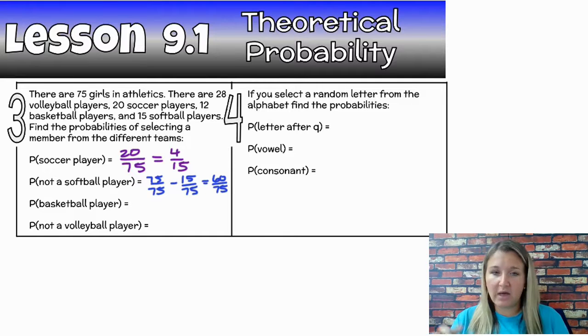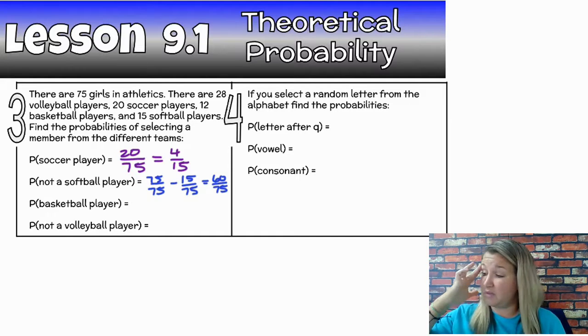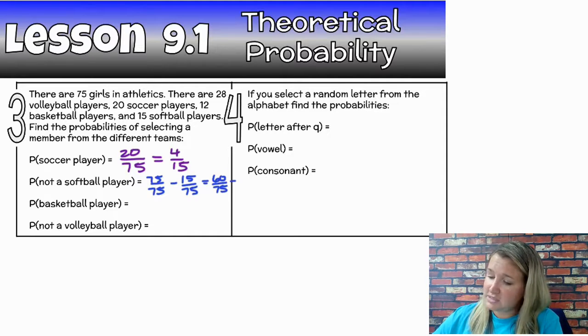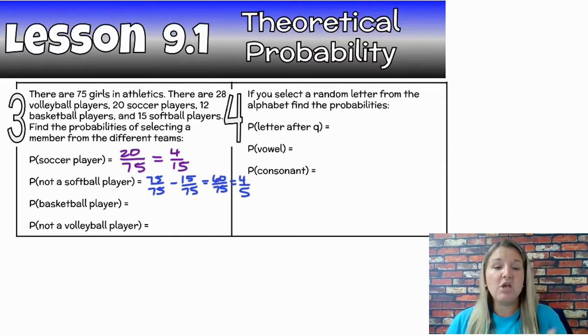So you could add up everybody but the softball players and put that in the top. But in this instance, I think it's a little bit easier to do it this way. And then this is going to reduce to 4/5. So I'll say it's pretty likely that you would not pick a softball player. So if it was something random like winning a prize, softball players probably wouldn't get picked.